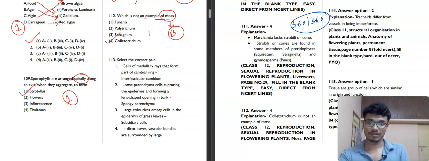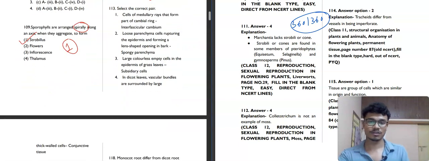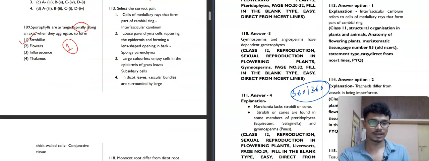And I have the trick. So FPS, foot pound system, you know. So F is for Funaria, P is for Polytrichum and S is for Sphagnum. This is the example of moss. So you can remember this trick to remember the examples of mosses. So fourth option is our correct answer. Now we'll move towards the next question, question number 113.